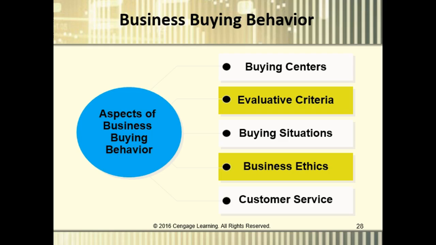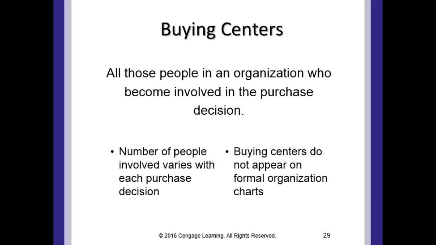All right, the different aspects of business buying behavior. You have what's called buying centers, evaluative criteria, buying situations, business ethics, and customer service. Right now we're going to go through these. Buying centers, this is a group of people that are all involved in the decision to purchase something for the company.